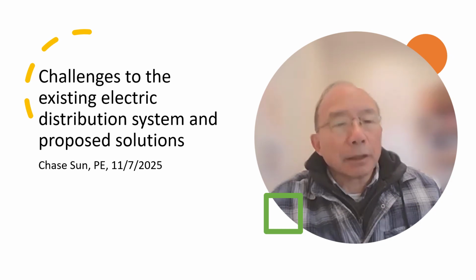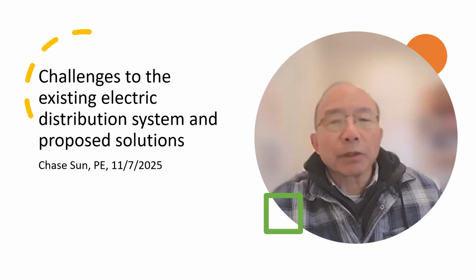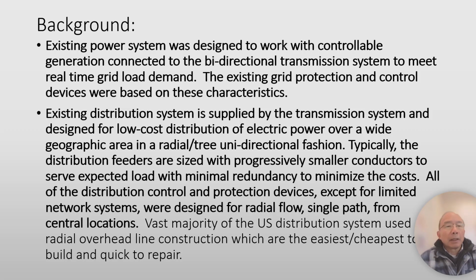To talk about the challenges to the existing distribution system and the proposed solutions. The existing power system was designed to work with controllable generation connected to a bidirectional transmission system to meet the real-time load demand. The existing grid protection and control devices were all based on these existing characteristics.